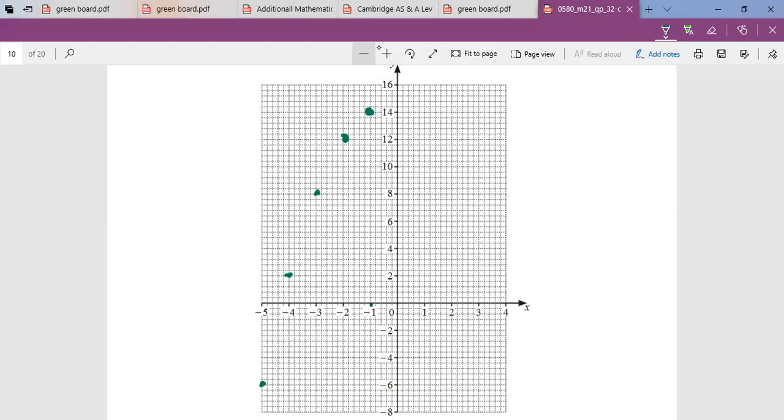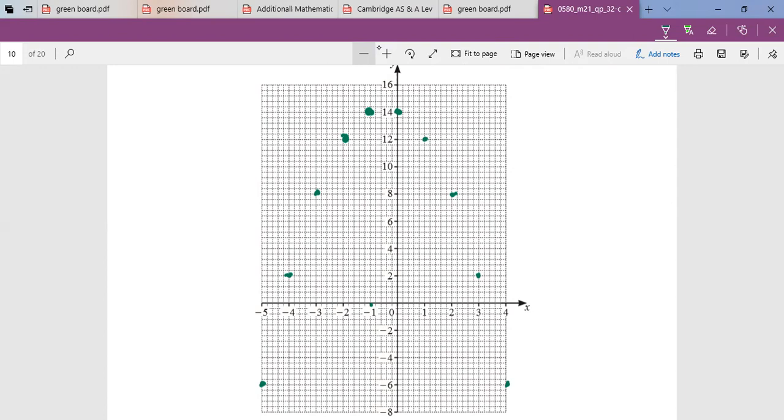Then the next one is 0, 14. So this is straightforward, is this point. Then the other one is 1, 12, sorry. So 1, 12 is somewhere here. And the next one is 2, 8, somewhere here. Then we have got 3, 2. This point and 4 comma negative 6 somewhere here. So that is the graph that we have.